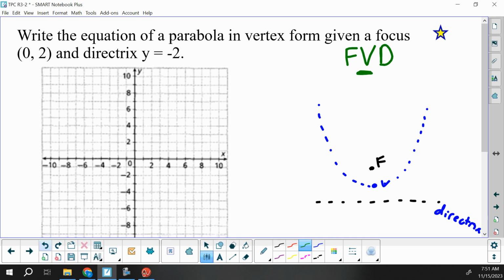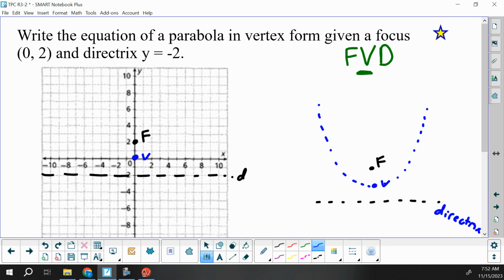So they tell us our directrix is y equals -2. Y equals -2 is just a horizontal line at -2. Our focus is 0, 2. So let's plot that point and put an F. Well, because we know that we love for breakfast that imaginary treat of a French vanilla donut, we know the vertex is right in between the focus and the directrix. So we want to find that point that is directly in between, which in this case would be 0, 0.